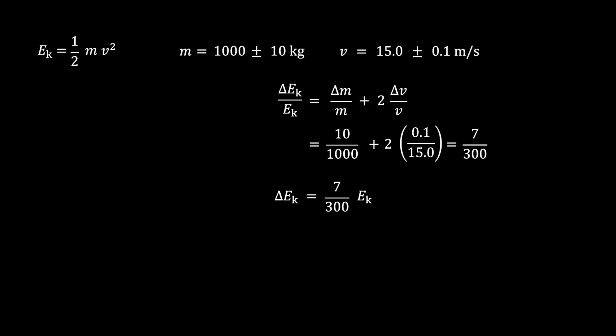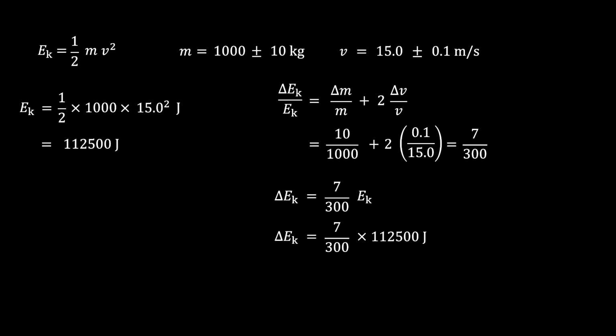And if we substitute the values of M and V, then we have Ek as half times 1000 times 15.0 squared, equals 112,500 joule, and delta Ek is equal to 2625 joule, which is equal to 3000 joule to one significant figure. So here we have our Ek equals 112,500 plus or minus 3000 joule.